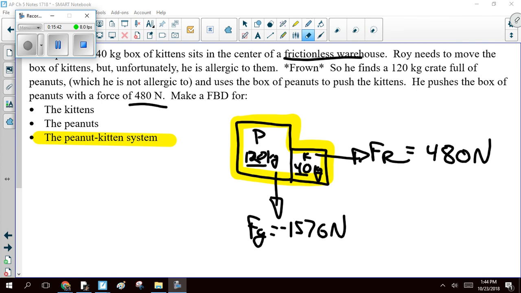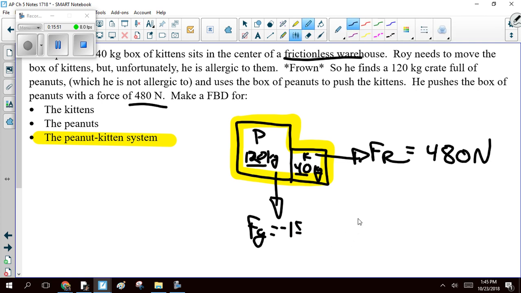Sorry, that's wrong. It's 1568 newtons, negative. Somehow I forgot to write out this example before I started. There we go. Which means that there must be a normal force, because the kittens and the peanuts are not, in fact, falling through the floor. So there's our free body diagram for the peanut-kitten system.